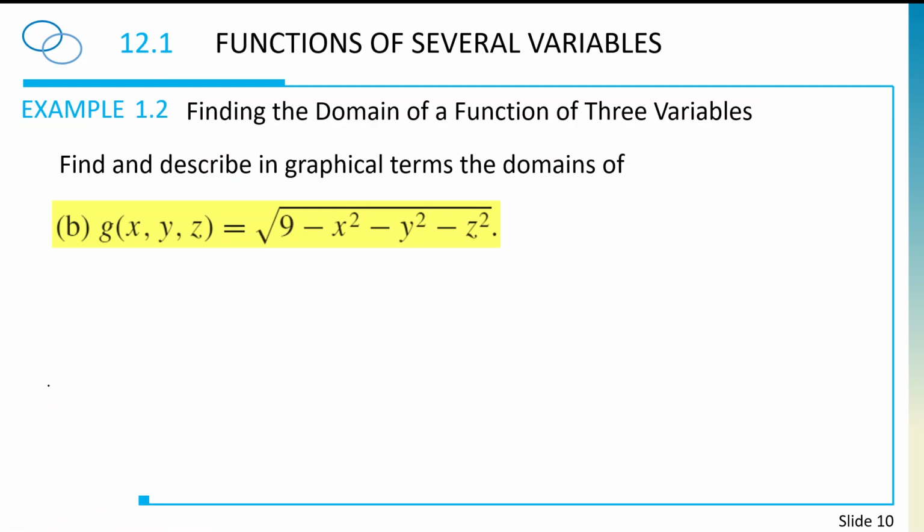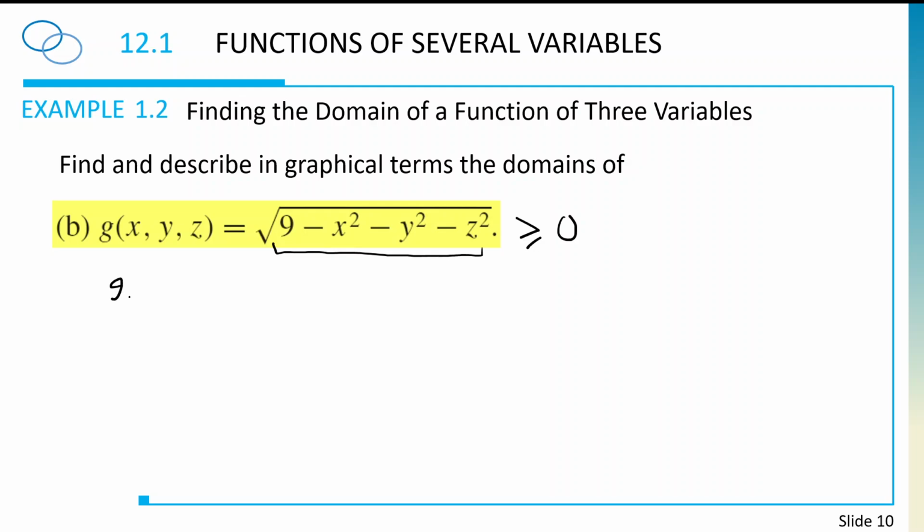Now, under the square root, all of these are defined. We have no issues with the function inside the square root. My issue is basically with the square root. What do we know about the square root? We know that anything inside the square root should be greater than or equal to 0. Okay, let's write it down.